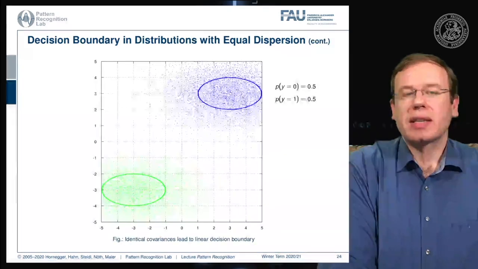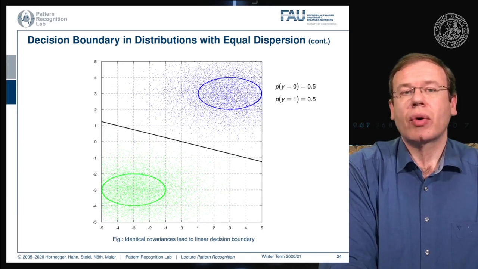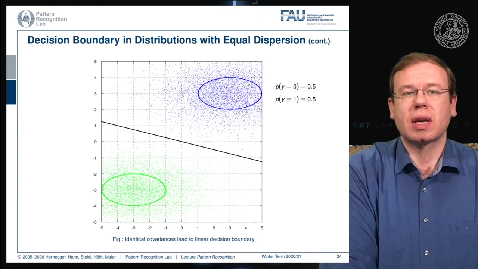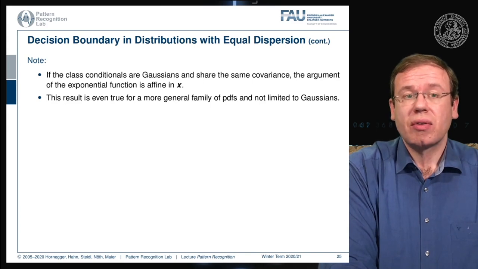Well, if we look at this example here, you can already see these are now two Gaussians, and those two Gaussians have the same prior, and they are distributed with the same covariance matrix. And if we have this case, our decision boundary collapses to a line. So this is simply the line as shown here. Again, if we would play with the priors, the line would move back and forth because this is altering the offset between the two classes. So if the conditionals are Gaussians and share the same covariance, the exponential function is affine in X, and this then results in a line as decision boundary.